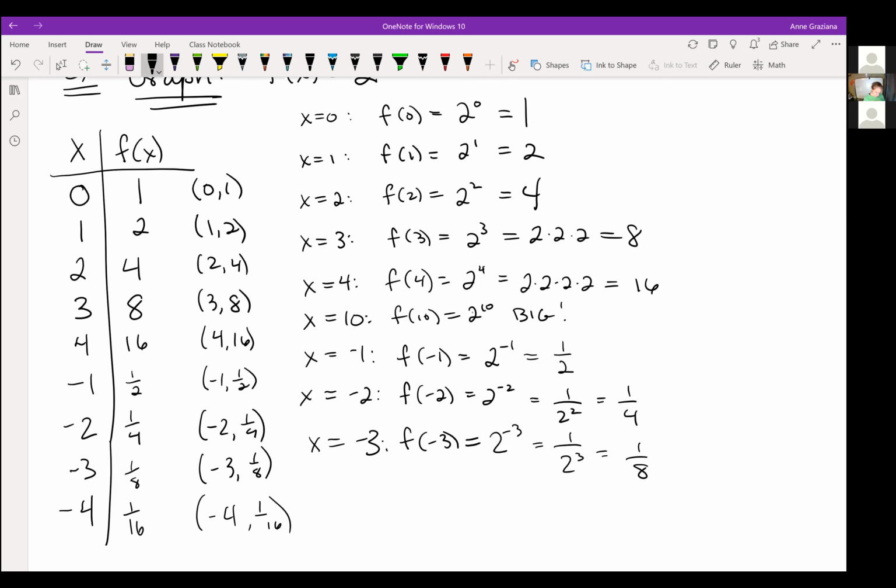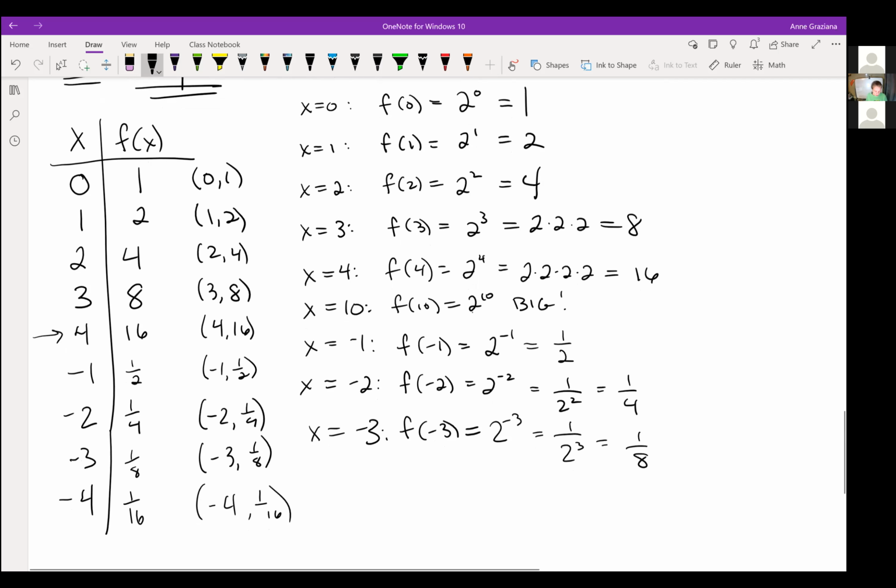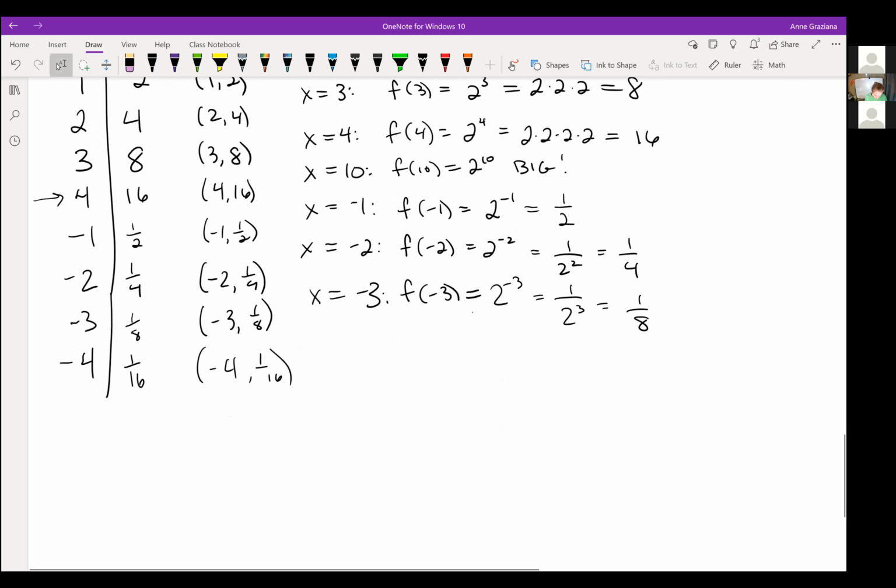So 2 to the power of 4 gave us 16, but 2 to the power of -4 gives us 1 over 16, which is a very, very small number. I don't want to divide it, but 1 divided by 16 is 0.0625. So in the negative direction, this is getting very, very small. Whereas my outputs in the positive direction are blowing up, the outputs in the negative direction are getting very, very small. So let's look at this graph.